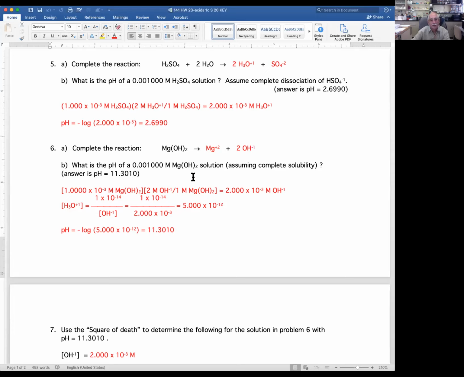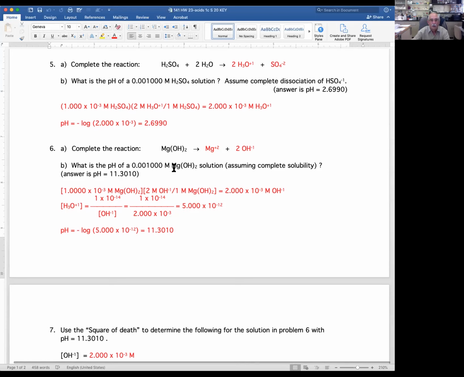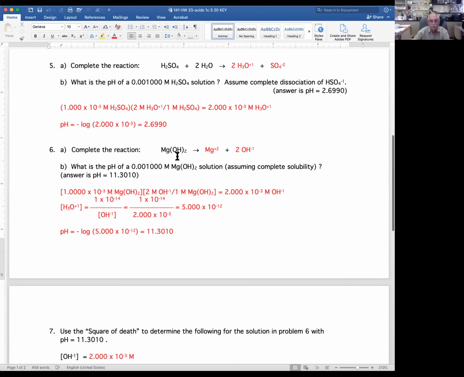So what is the pH of this? Well, we see 0.001 moles per liter go this way. So that's magnesium is 0.001. Hydroxide would be what? 0.002. So here I'm using the stoichiometric conversion factor to get that number.